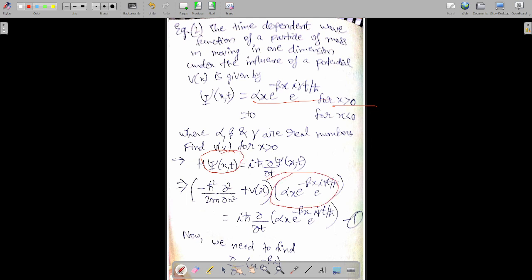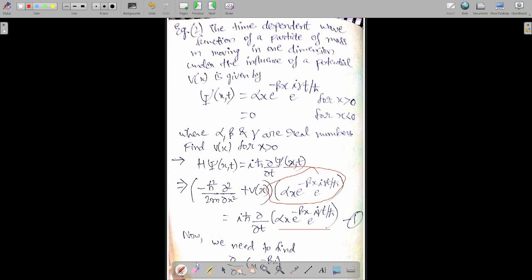Why? Because psi for x smaller than 0 is equal to 0, and you have to find V of x for x greater than 0 only. For x smaller than 0, you need not find V of x. So as you need not find V of x for x smaller than 0, you can clearly ignore this downward value. That's why psi of x comma t has been put over here, and over here i h cut del by del t, again this value has been put. So those two values have been put.